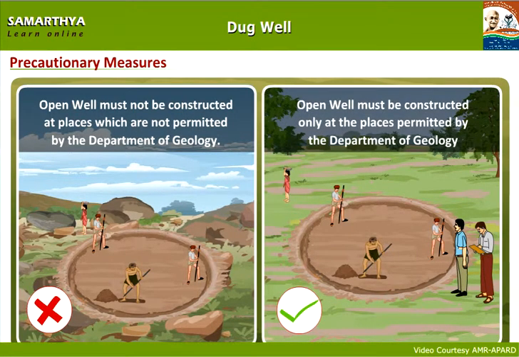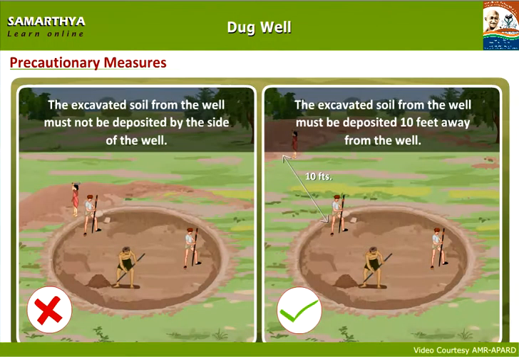Open well must not be constructed at places which are not permitted by the Department of Geology. Open well must be constructed only at the places permitted by the Department of Geology. The excavated soil from the well must not be deposited by the side of the well. The excavated soil from the well must be deposited 10 feet away from the well.